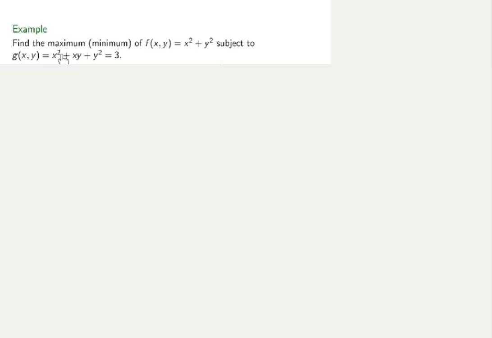We want to find the maximum and the minimum of the function f of x, y equals x squared plus y squared, subject to the constraint equation x squared plus xy plus y squared, which we denote as g of x, y, equals 3.